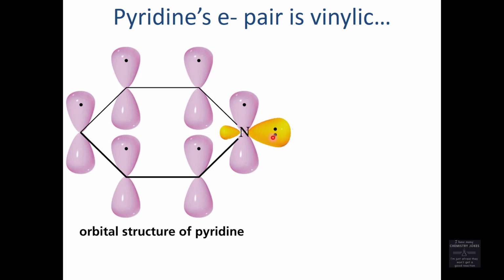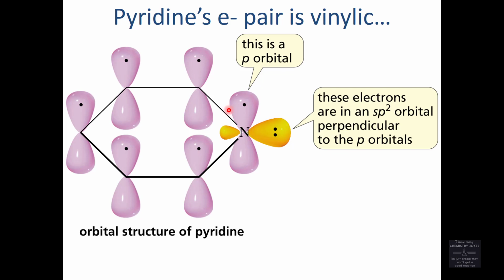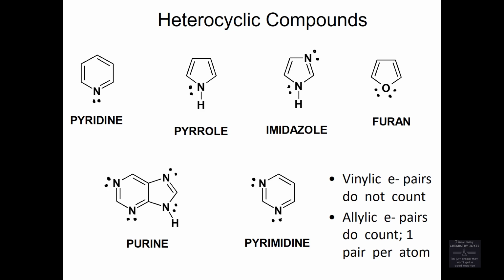But because that lone pair is vinyl, it's in a hybrid orbital. The p orbital is being used already to make a pi bond, so that leaves the lone pair having to be in a hybrid orbital. When it's in the hybrid orbital, it's perpendicular to the p orbitals, cannot be part of the pi cloud. So, again, pyridine has already got a pi bond right there, so that p orbital on nitrogen is being used for the pi bond. Pyrrole does not have a pi bond on that nitrogen, so that lone pair is in a p orbital.